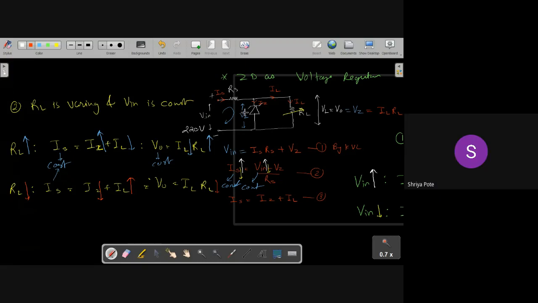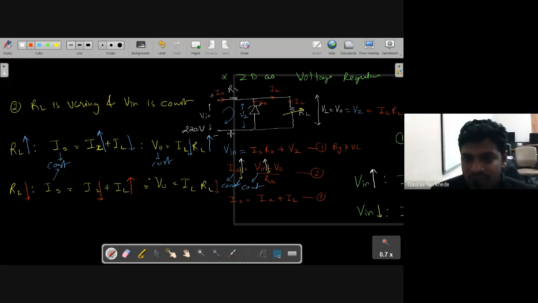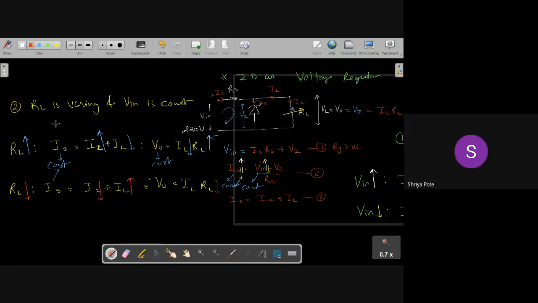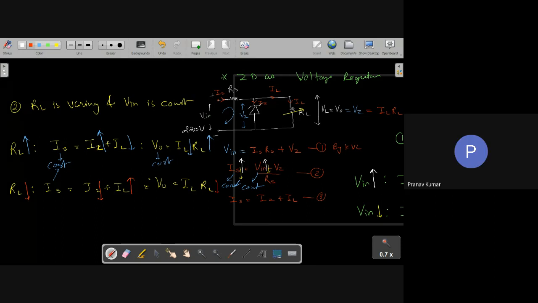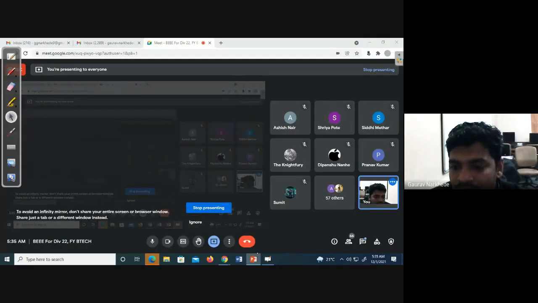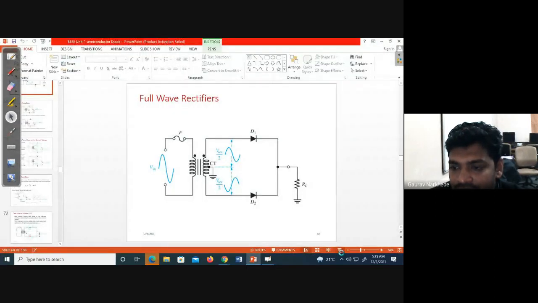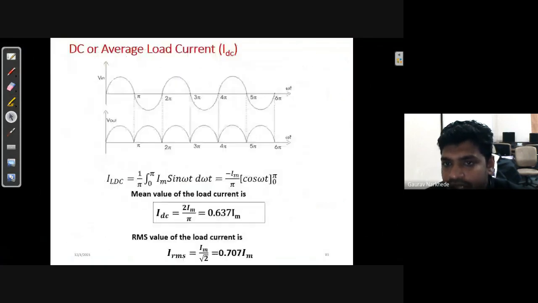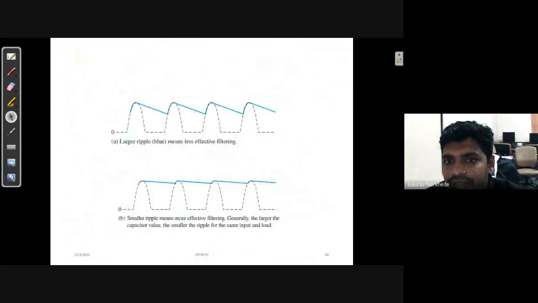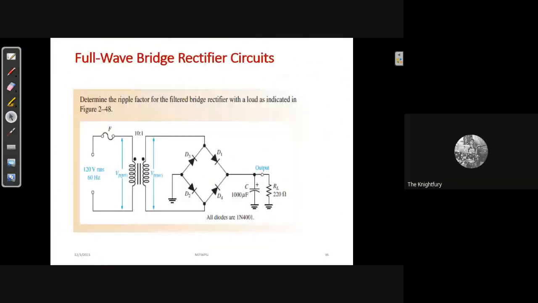Okay. So, any problem in this? So this is called as varying load and input is constant. Any problem in this? Okay, so sir, let me go to the PPT and let us see the diode. So you can see my screen properly, right?